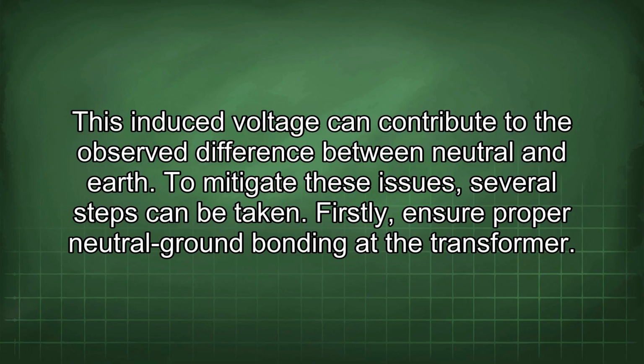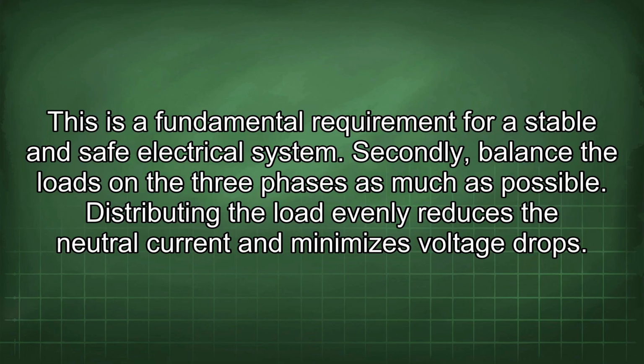To mitigate these issues, several steps can be taken. Firstly, ensure proper neutral ground bonding at the transformer. This is a fundamental requirement for a stable and safe electrical system. Secondly, balance the loads on the 3 phases as much as possible. Distributing the load evenly reduces the neutral current and minimizes voltage drops.